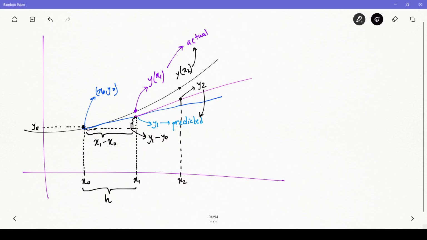So okay, we can say that this blue colored line, the slope of this line, let's call it m, is equal to what? We know that the slope formula is delta y by delta x, right? The difference between the ordinate values divided by the difference between the abscissa values, or the x values. So we can write it as y1 minus y0 divided by x1 minus x0, right? Fine.